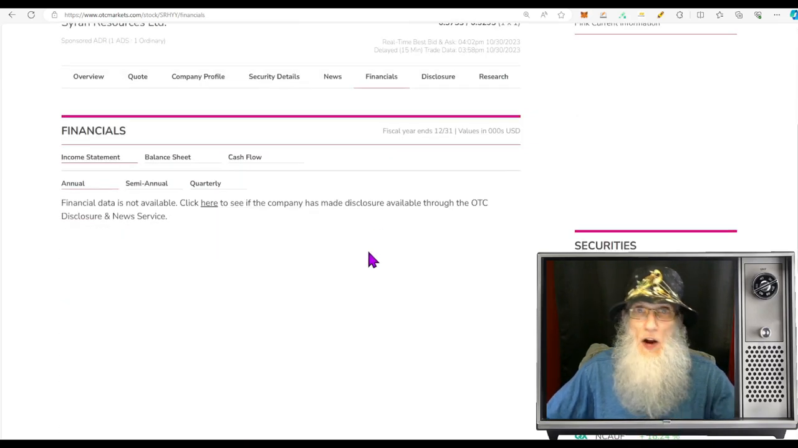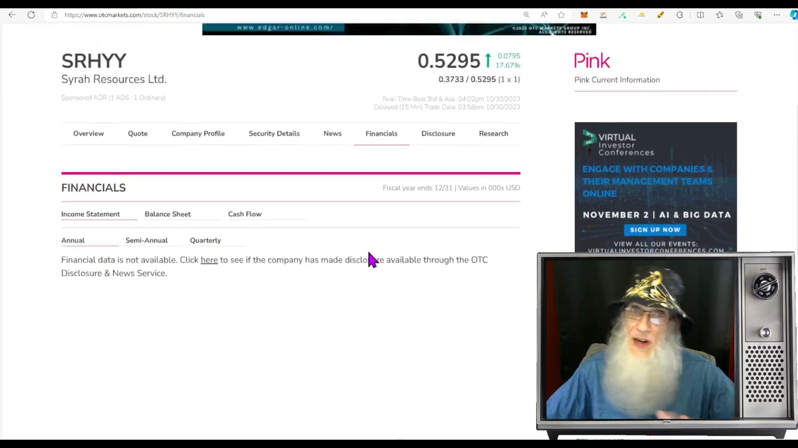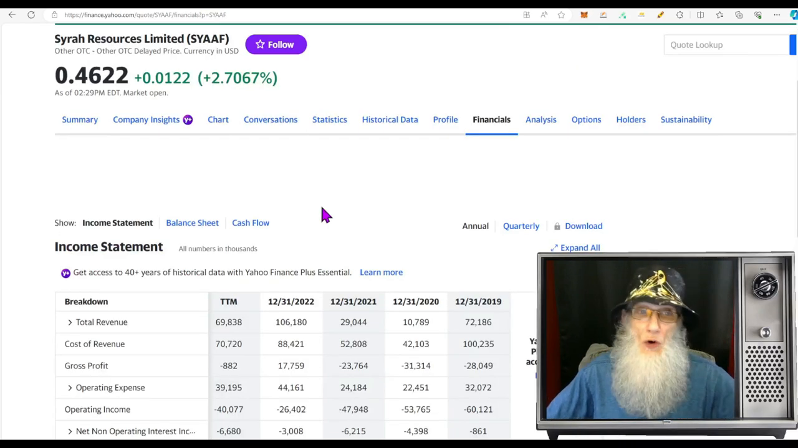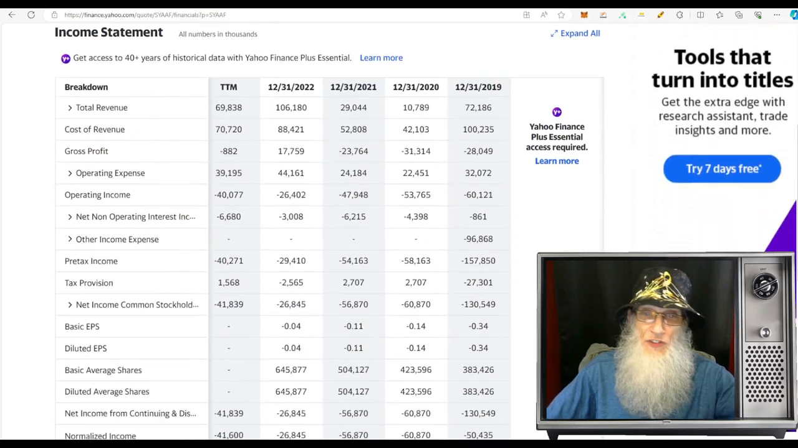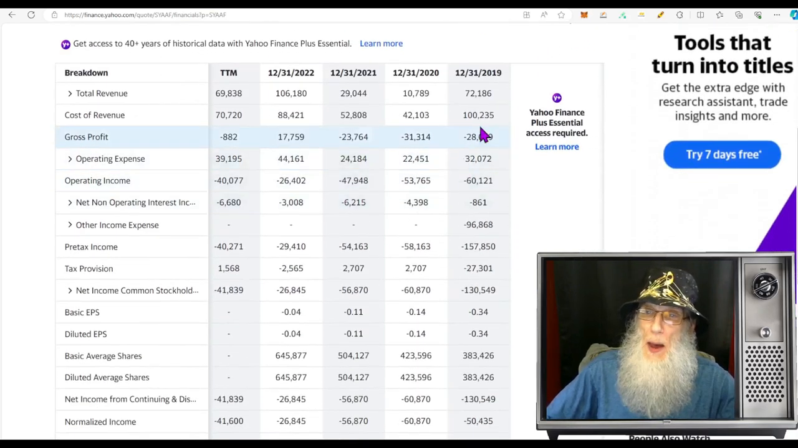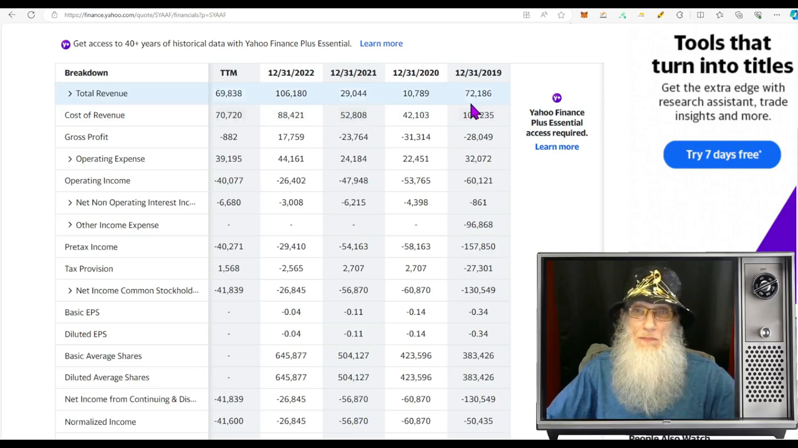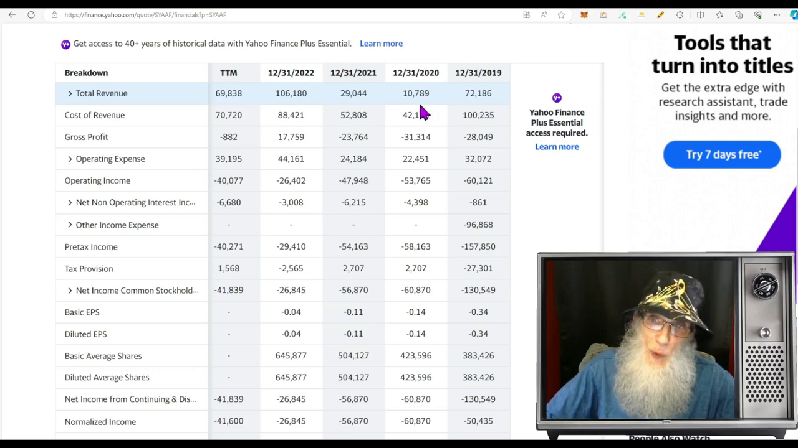Financials for the company. Well, here and on the stock, I could not find any information, so I jumped over here to Yahoo. Yahoo Finance gives us the financials for the company. Back in 2019, they were doing 72 million. Then came COVID, and boy, did they fall. Down to 10.7 million, huge drop.